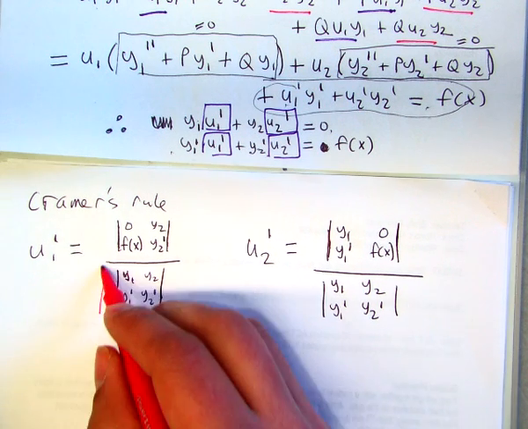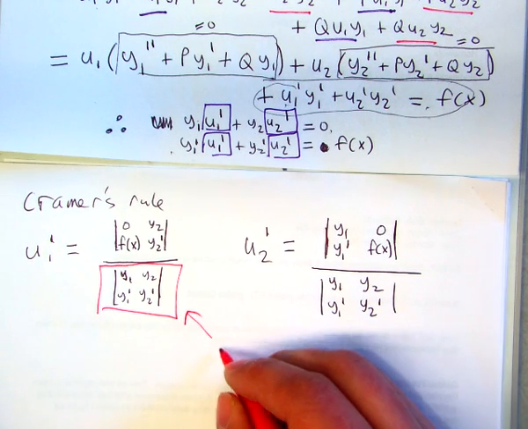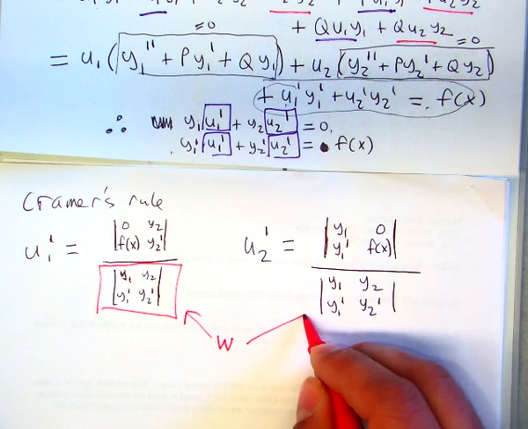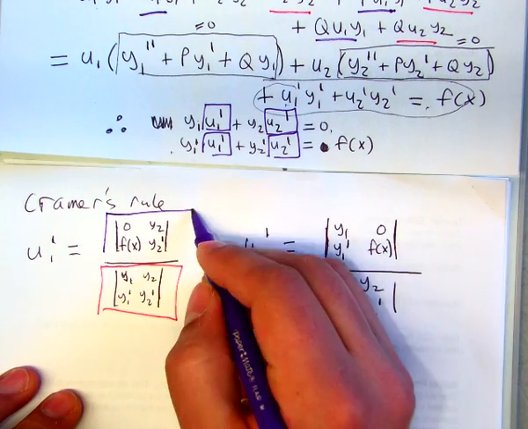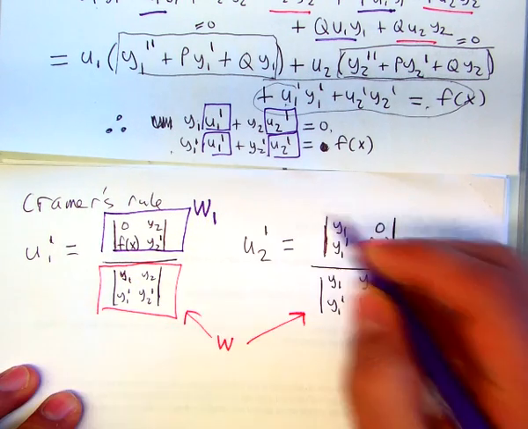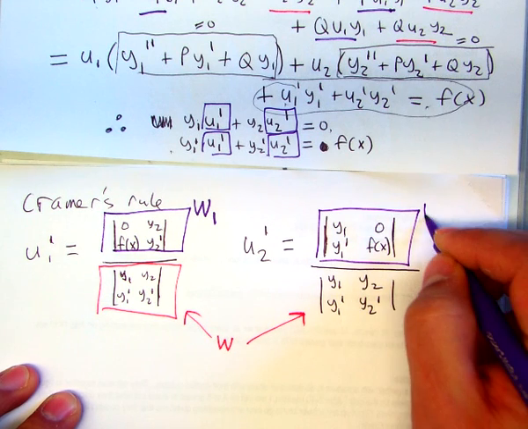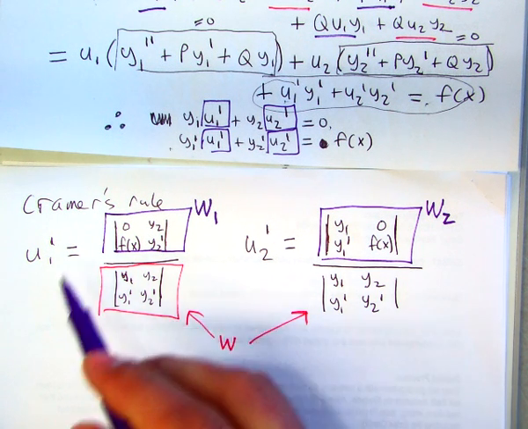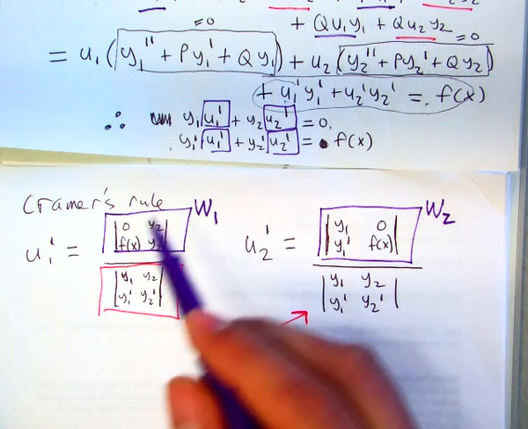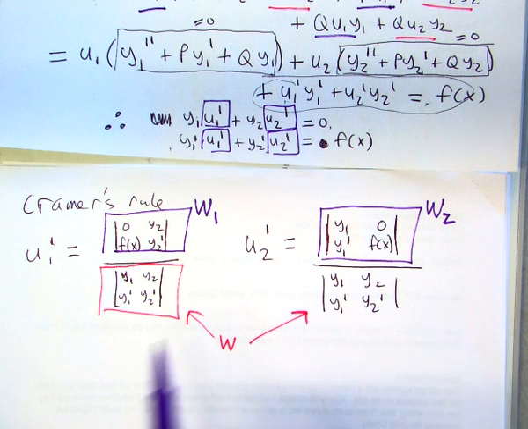This denominator we are going to call w. This numerator we're going to call w1. This numerator we're going to call w2. And at this point we can calculate this. We can go back and figure out what u1 and u2 are going to be, so then we can plug it back in to get our general solution.